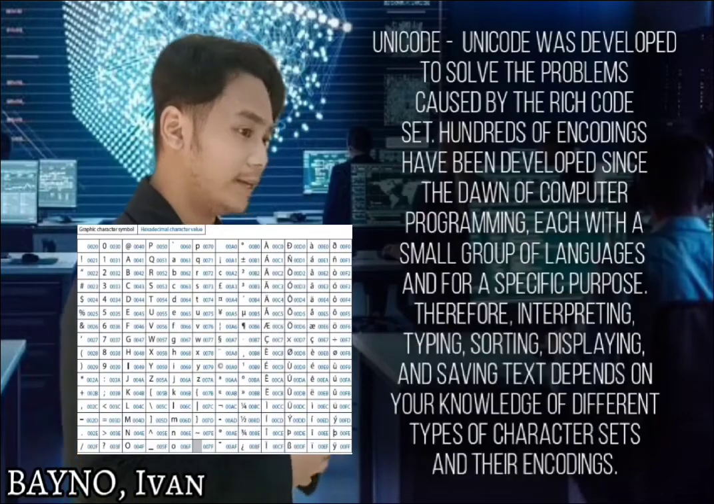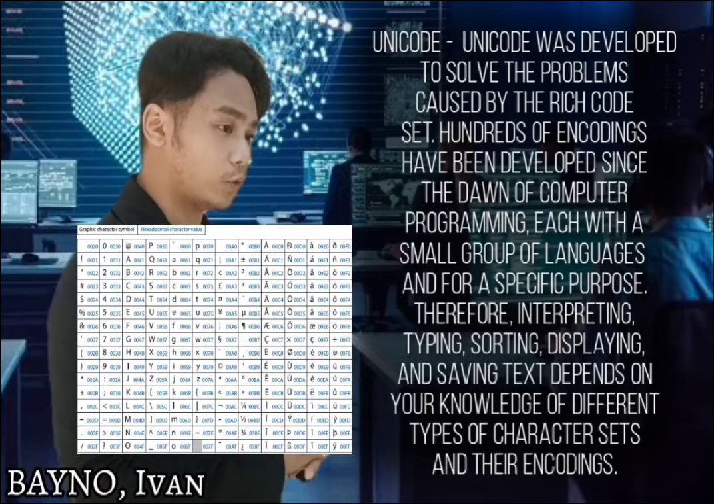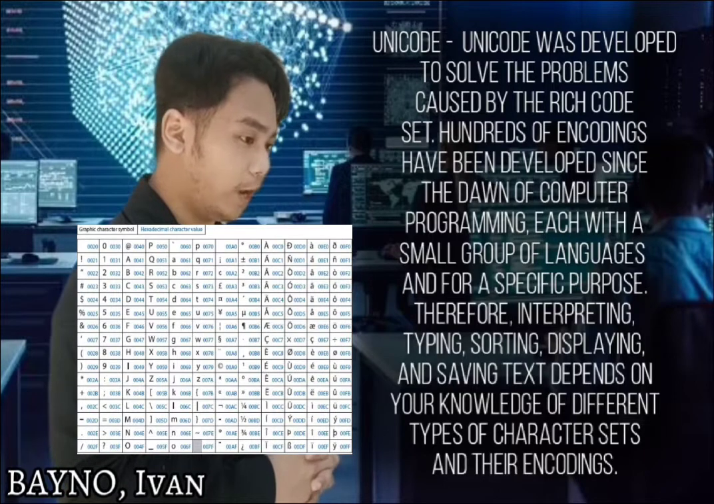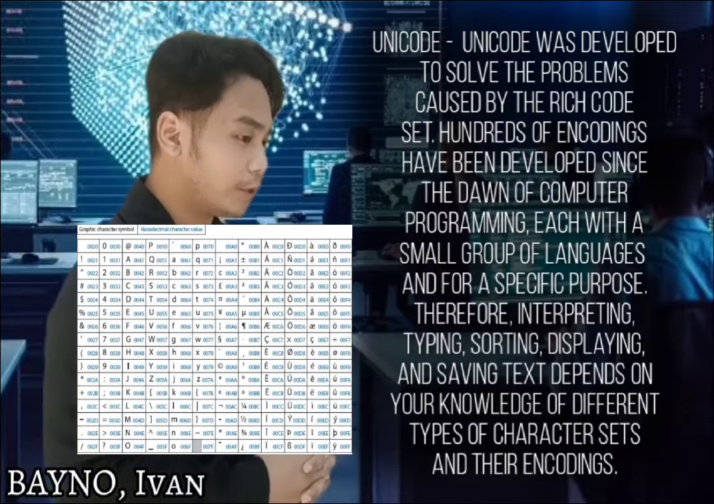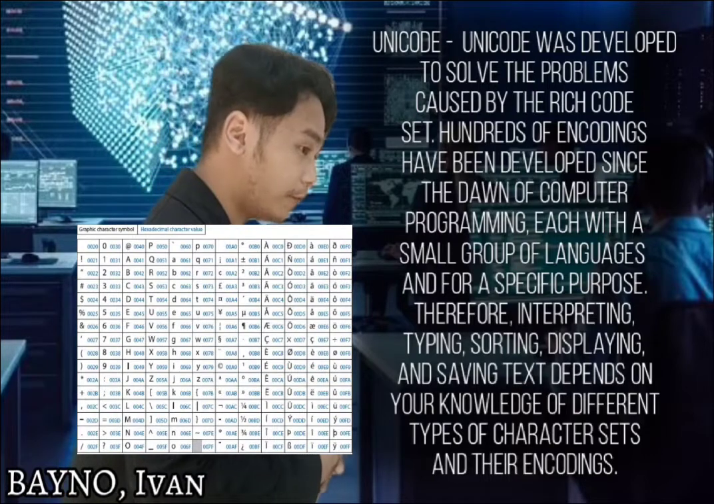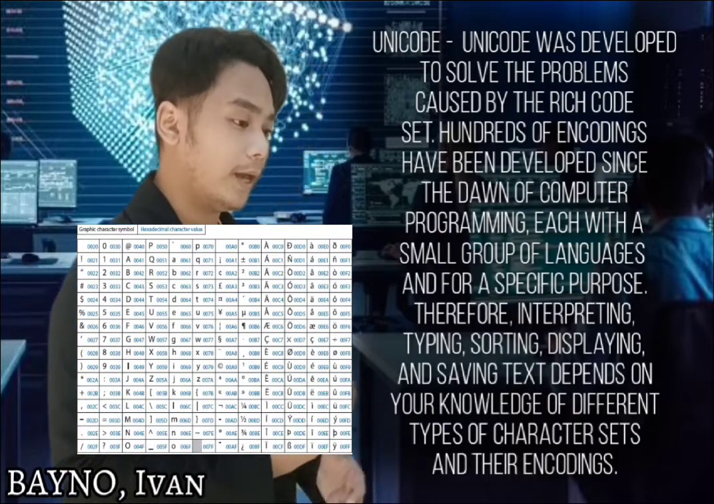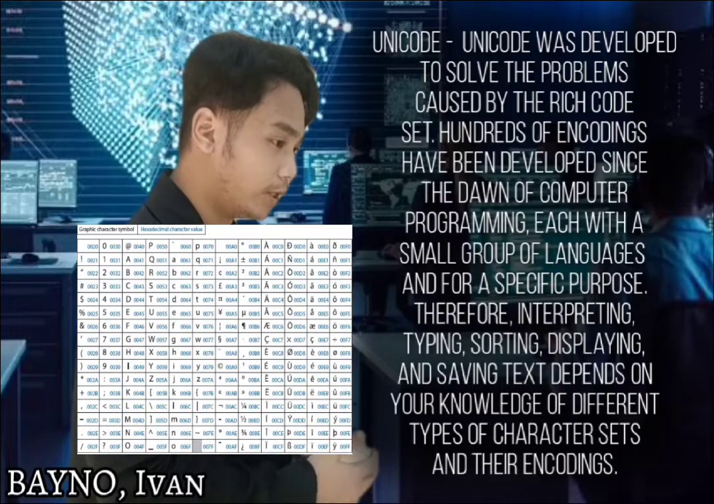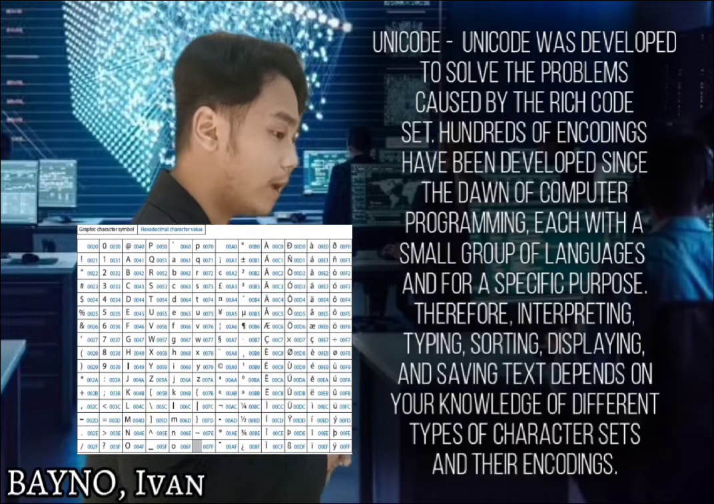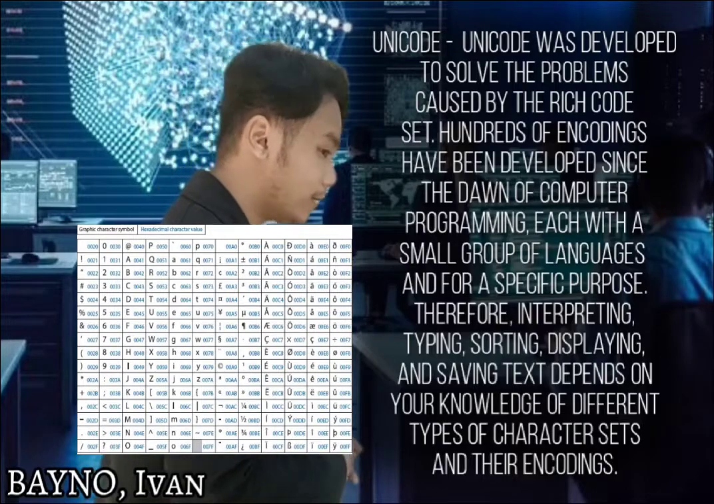The last one is Unicode. Unicode was developed to solve the problems caused by the rich code set. Hundreds of encodings have been developed since the dawn of computer programming, each with a small group of languages and for a specific purpose. Therefore, interpreting, typing, sorting, displaying, and also saving text depends on your knowledge of different types of character sets and their encodings.